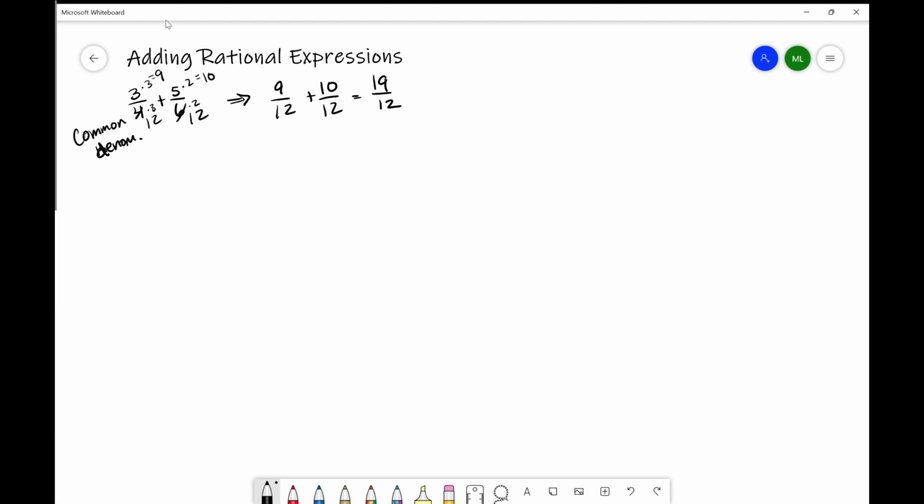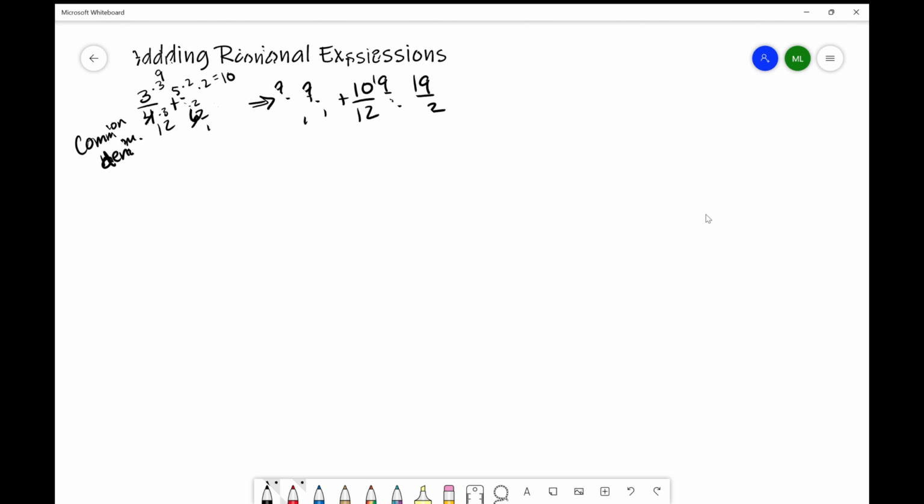But the point being that if you want to add rational numbers, add fractions, which are rational numbers, you have to have the same denominator. That common denominator must be there for you to add straight across. That's just the rule of adding rational numbers. And rational expressions are the same thing, except you have expressions in your numerator and expressions in your denominator. Okay, so let's do an example.